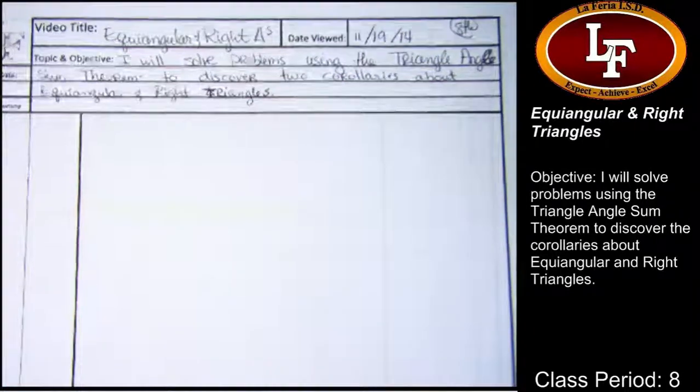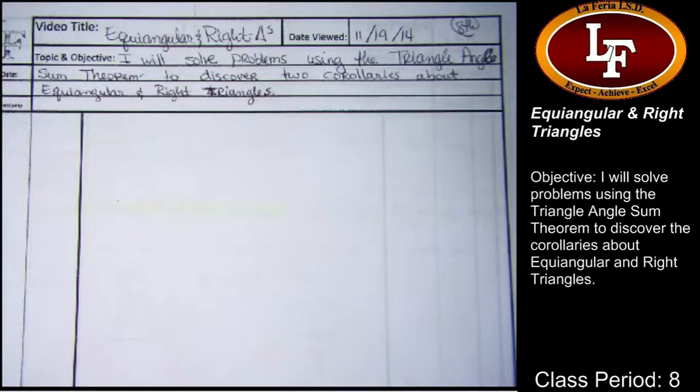Today's lecture presentation is titled Equiangular and Right Triangles. And the objective that we have today is I will solve problems using the triangle angle sum theorem, that's the one from yesterday, to discover 2 corollaries about equiangular and right triangles. And if you're anything like me, you're sitting there looking at that objective going, what on earth is a corollary? Right? Are you thinking that too?